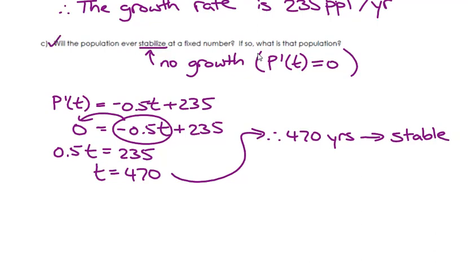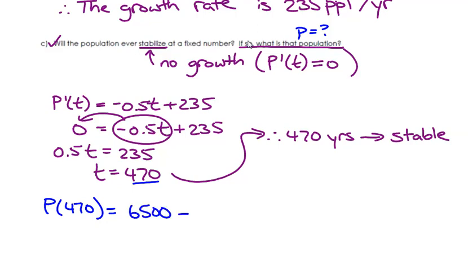So we answered the first question. I didn't write a great therefore sentence, but I'm sure you can. Will the population ever stabilize? Yes, it will in 470 years, theoretically. If so, what is the population? Now they're not asking for the growth anymore, they're asking for the population. That's going to happen at this year. So the population at 470 years from now requires that same original formula, 0.25 times 470 squared plus 235 times 470.